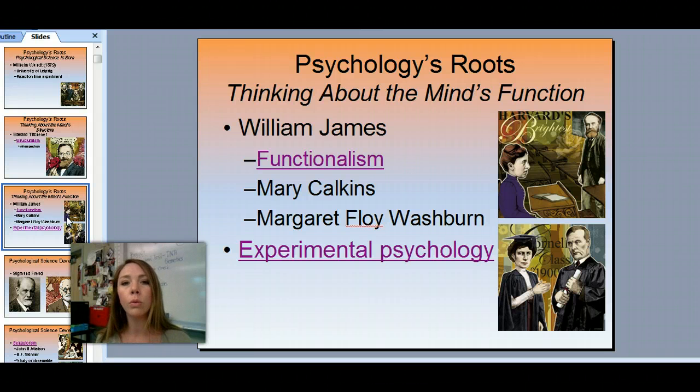So now let's go to William James. He's an American. Remember, we talked about Jamestown. William James was the second person, more scientific. He looked at functionalism. The other names that get brought up a lot with him are Mary Calkins and Margaret Washburn. They were, again, in America, looking at how someone functions within their environment. So more of a behaviorist, right? Functionalism is looking at behavior.